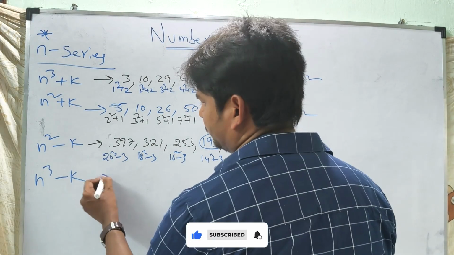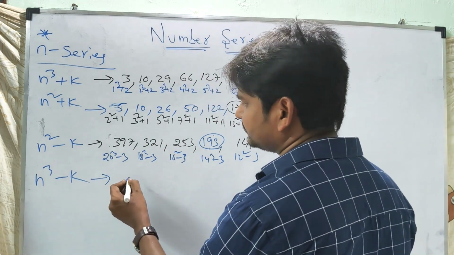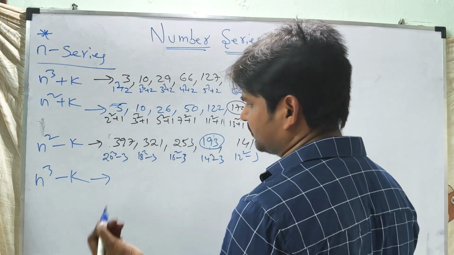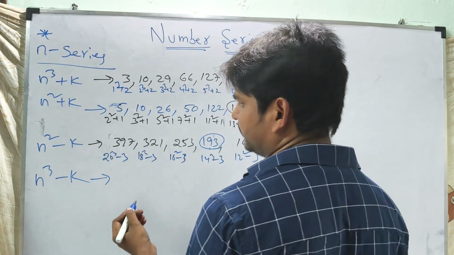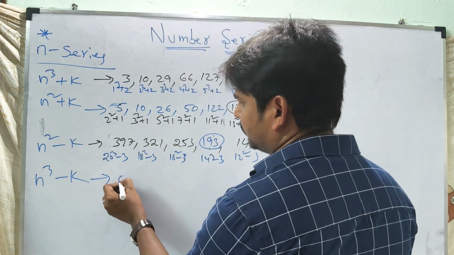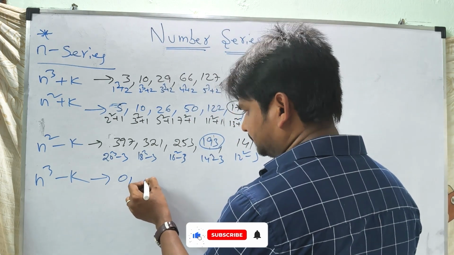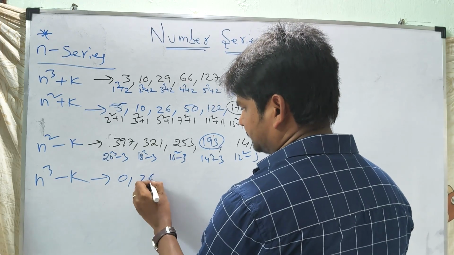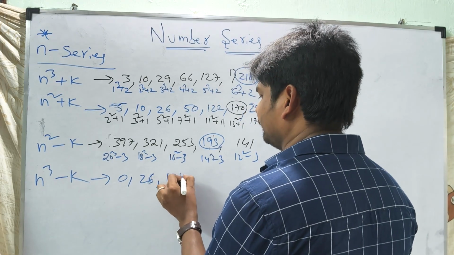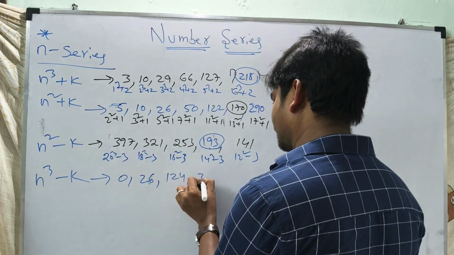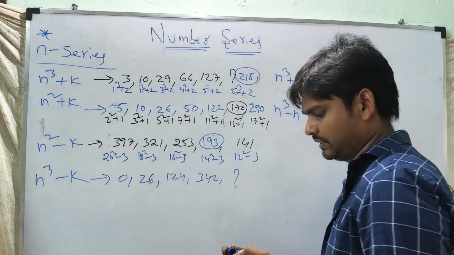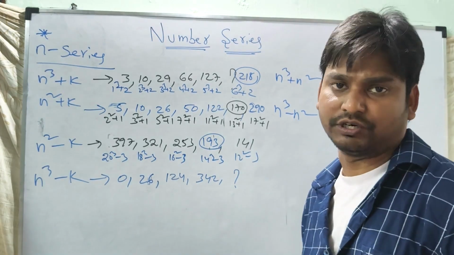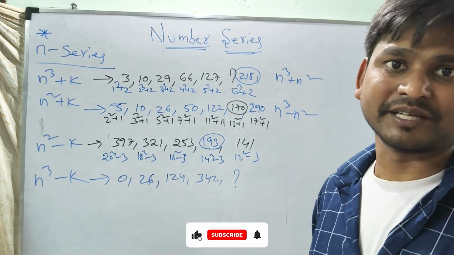Based on n cube also, I'll give one more example. See, you can take where n is equal to natural numbers or even numbers or prime numbers or odd numbers. Okay, based on now 0. Okay, next, 26, 124, 342, what next? Here, how it starts with 0? Sometimes the questions may start with 0. So it may be this model sometimes.